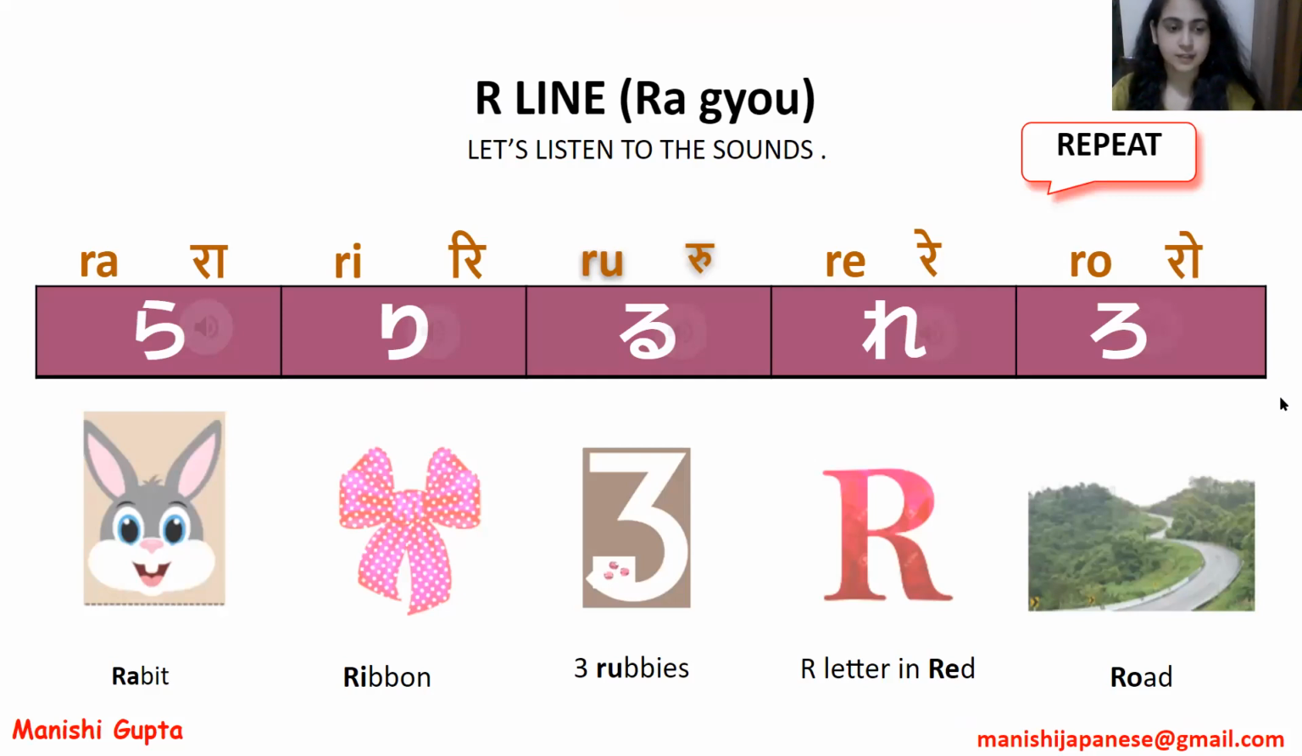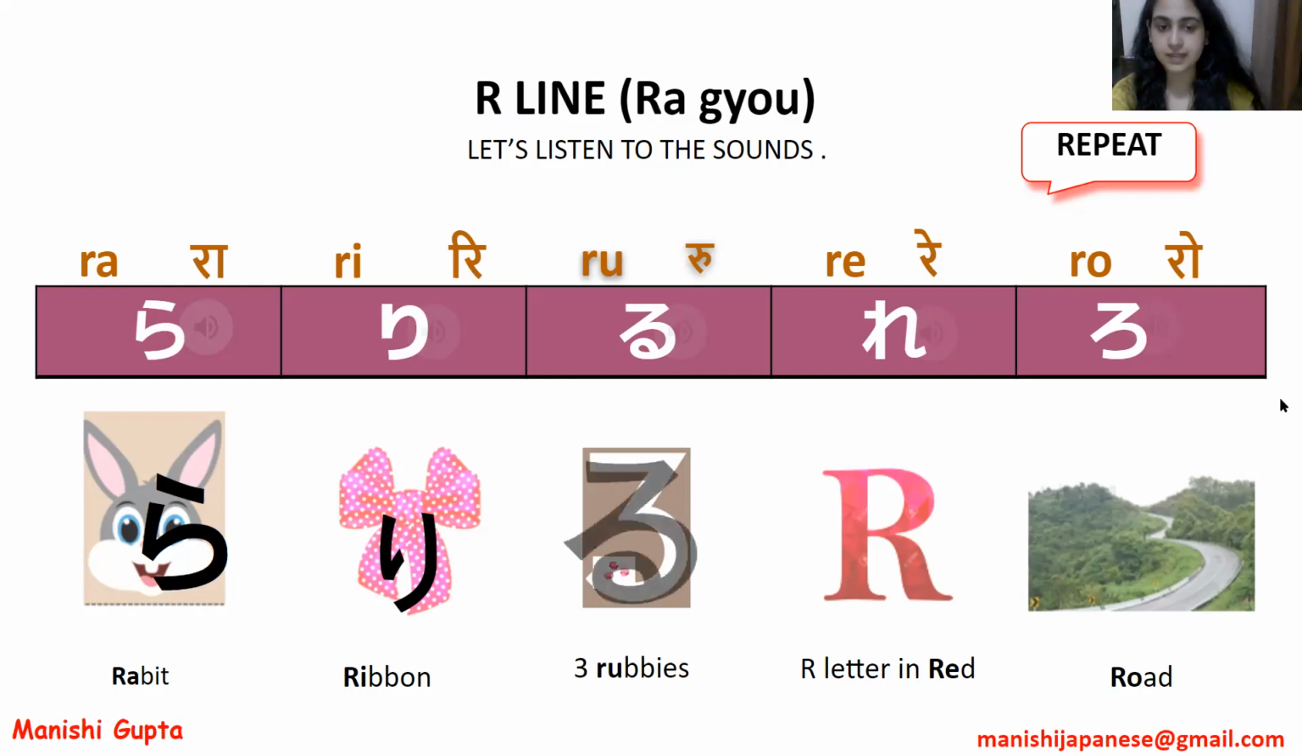So let's have a look at the first one. There's a rabbit, and from the face structure of the rabbit, you can actually get Ra. Next, there's a ribbon. So from a ribbon, you can get Ri. Then three rubies. The character, if you see, looks somewhat like three, but it's not exactly like three, but for reference, you can have a look at this. So there are three rubies and there is a knot also in the end.